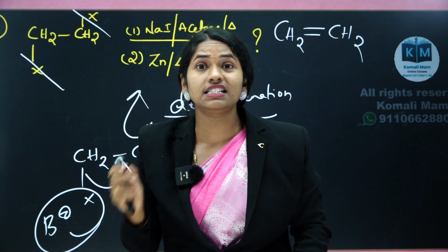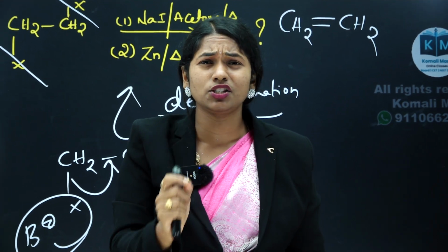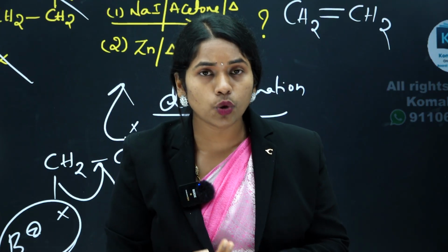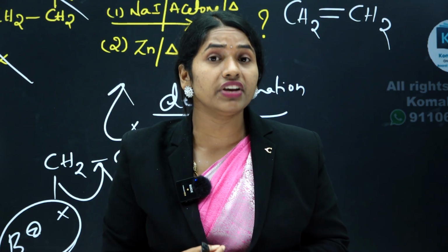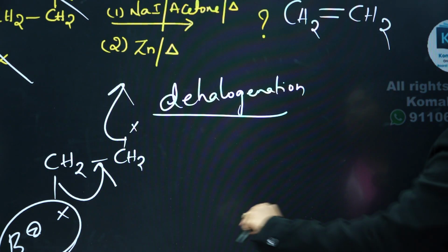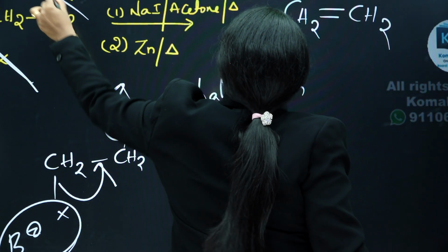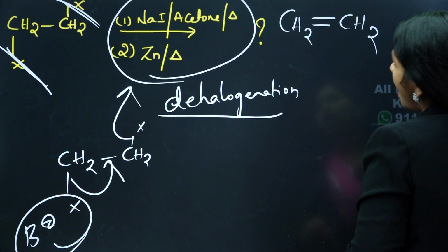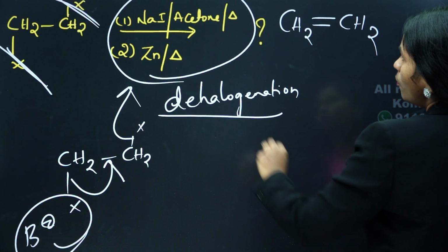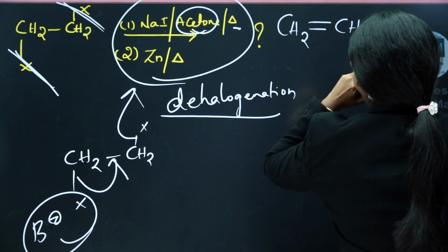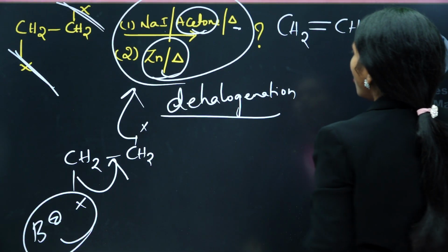Are you following? Here acetone is just useful to dissolve the sodium iodide, that's it. We can take sodium iodide in acetone or we can also take zinc upon heating. Now let us see, simply remove one halogen, put a double bond. Observe the reagents. Observe one more time: sodium iodide dissolved in acetone upon heating, or zinc upon heating.